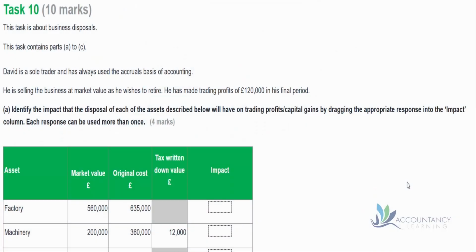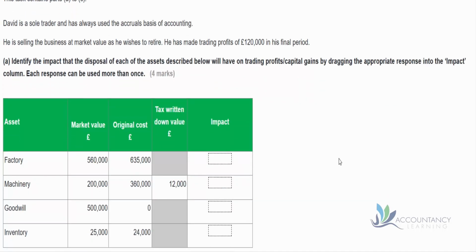This is task 10 from the second sample assessment for business tax. Task 10 is about business disposals. So we've got quite a bit of information here. We've got a table to complete. Let's have a look at the requirement.